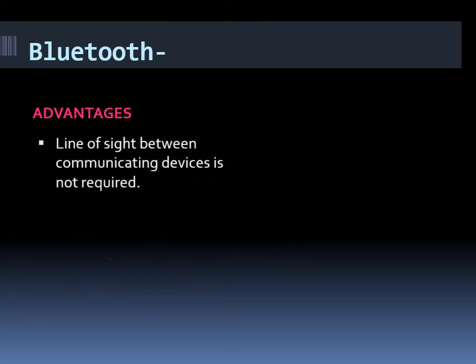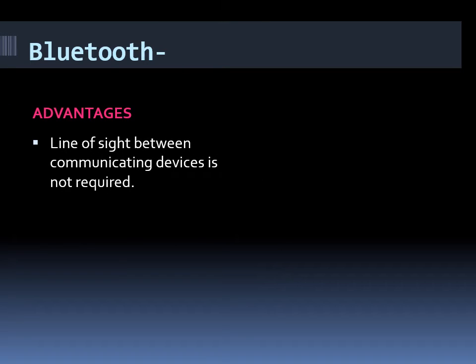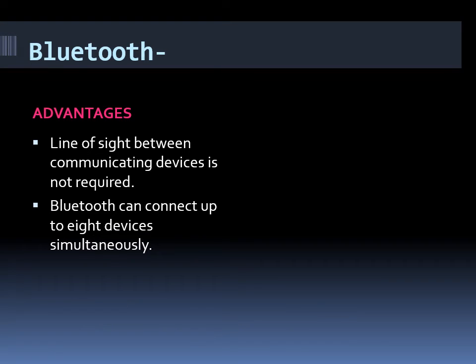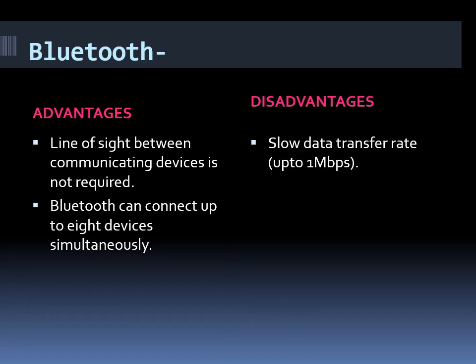And the advantages: like infrared, line of sight is not required. It can connect up to 8 devices, whereas infrared connects only 2 devices. The drawback is that the transfer rate is slow.